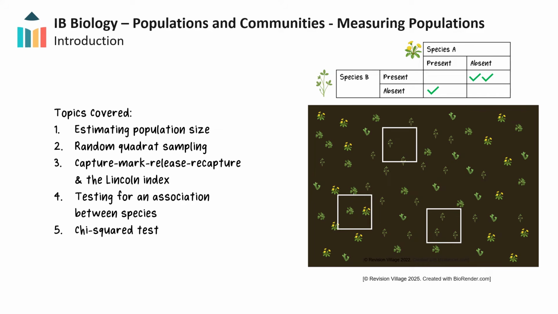In this video, we'll explore how scientists study populations in communities and ecosystems. You'll learn methods for estimating population size for both sessile and motile organisms, including random quadrat sampling and the capture, mark, release, recapture technique using the Lincoln Index. Finally, we'll discuss how to test for an association between species using the chi-square test. These key concepts are some of the most important topics covered in the IB biology syllabus.